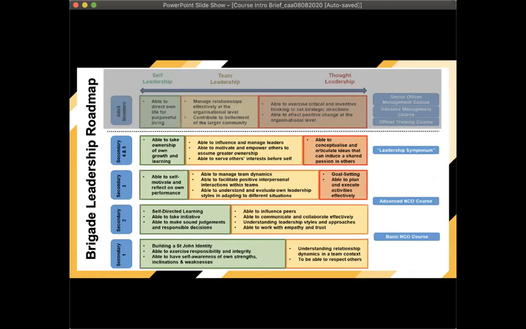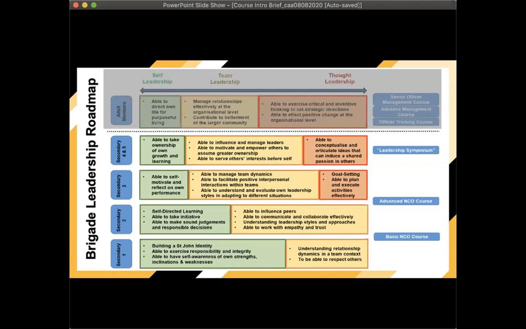So this is the leadership roadmap. If you take a close look, you will see 3 different sections in green, orange, and red. These represent goals that you are expected to achieve as you develop from secondary 1 all the way to secondary 4 and 5. The 3 components represent self-leadership, team leadership, and thought leadership. These are categories for leadership and character development, soft skills that we hope you can acquire.